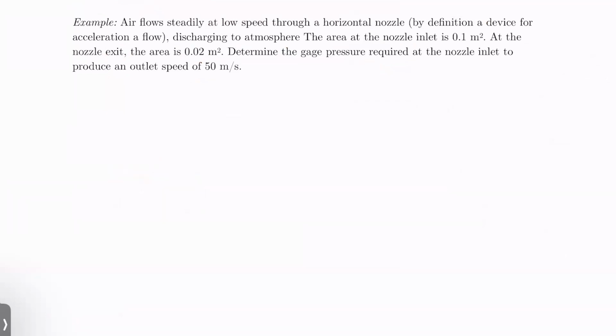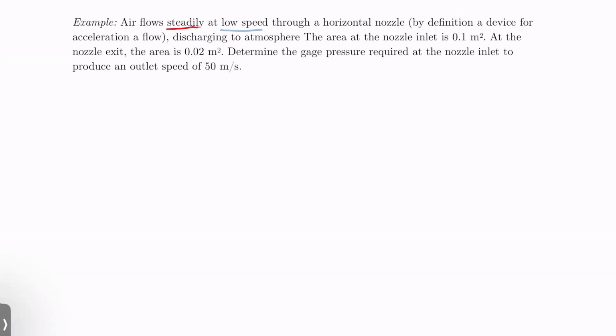All right, we have air flowing steadily at low speed through, I'm going to highlight some things, so we have steadily and then at low speed through a horizontal nozzle. So by definition, this is a device that's going to accelerate our flow, right? That's what nozzles do. And it's discharging to atmosphere. The area at the nozzle inlet is 0.1 meters squared. At the nozzle exit, the area is 0.02 meters squared. We would like to determine the gauge pressure required at the nozzle inlet to produce an outlet speed of 50 meters per second.